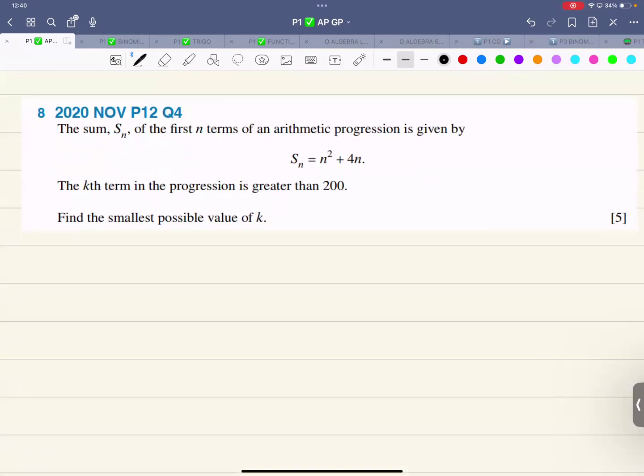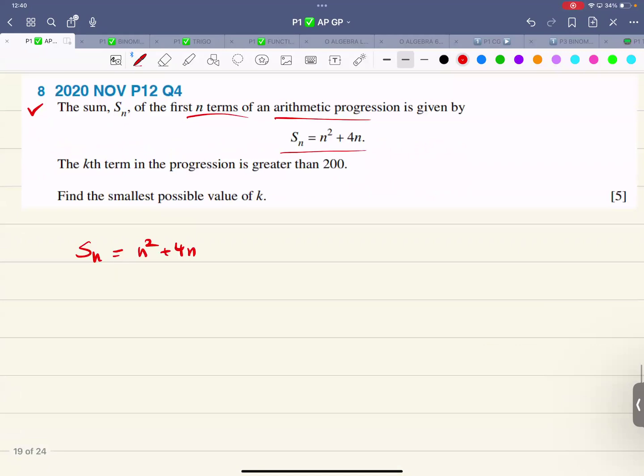Yes, this question, let's have a look. So now it says the sum of the first n terms of an arithmetic progression is given by Sn, that is n square plus 4n. The kth term in this progression is greater than 200. Find the smallest possible value of k. Now, this question is exactly like the one that we solved earlier. There the term formula was given. Over here, the sum formula is given.